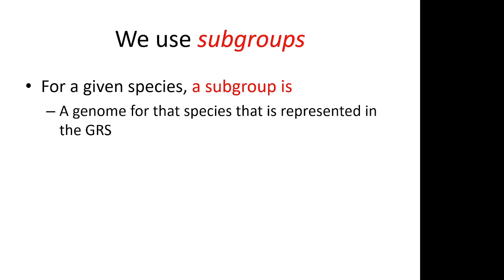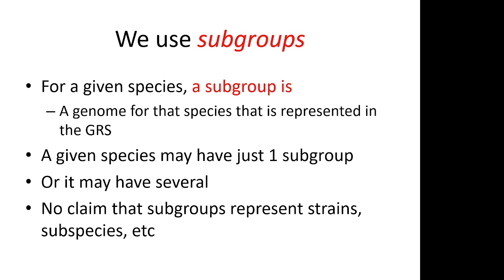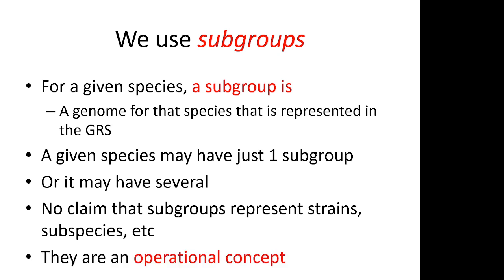So in that toy graph that I showed you, it had 4 nodes. Each of those 4 nodes would be one subgroup. A given species may have just one subgroup, or it may have several subgroups. And you could kind of say that there may be a relationship between the subgroups of a given species and the concept of strain. But we don't make any claims with respect to that. We simply say that the subgroup is an operational concept in the context of this tool that I'm going to describe to you.